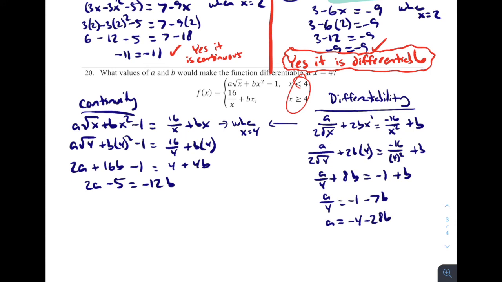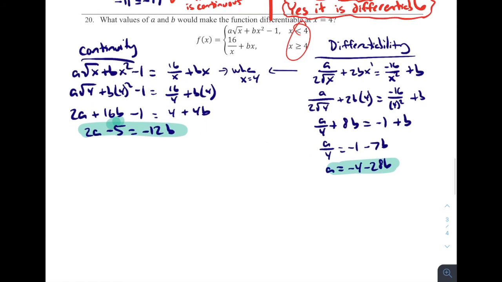Now, here's what I've got. I've got this equation here, and I've got this equation here. And both of these two equations have to be true. This equation has to be true if it's continuous. This equation has to be true if it's differentiable. But I've got two variables that I don't know what to do with. Since I have these two equations, what we can do is go back and think back to Algebra 1 and Algebra 2. What we technically have here is a system of equations. It's a system of equations that we need to solve.